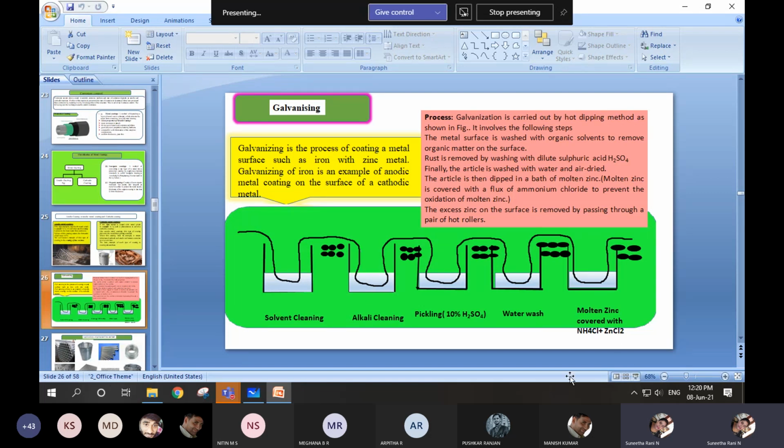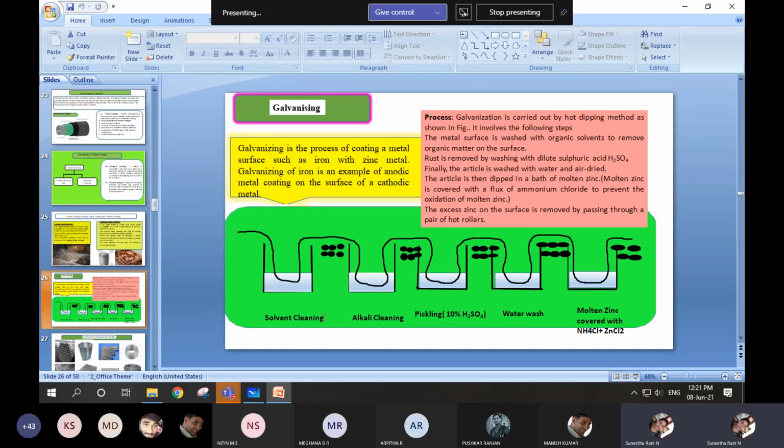So galvanizing is a process of coating a metal on a surface. What type of metal are we coating? We are coating zinc on the surface of iron metal. This is a coil which is running. Can you see this coil running? The black one is the iron sheet. So take the iron sheet and first pass it into the first container, which contains solvent.